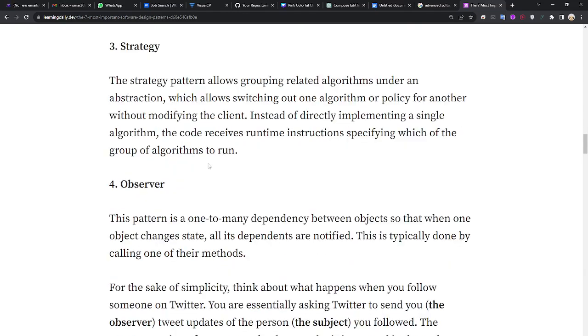Strategy. The strategy pattern allows grouping related algorithms under an abstraction, which allows switching out one algorithm or policy for another without modifying the client. Instead of directly implementing a single algorithm, the code receives runtime instructions specifying which of the group of algorithms to run. هو اللي يختار أي واحد من الالجوريزم هو اللي يحصل له run.